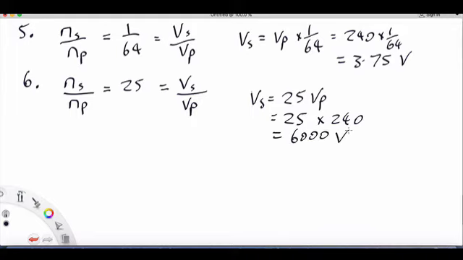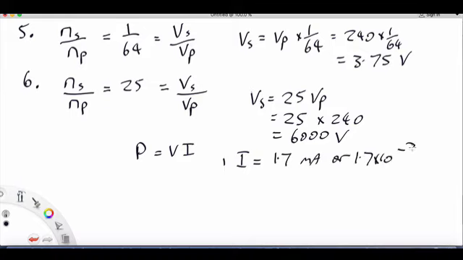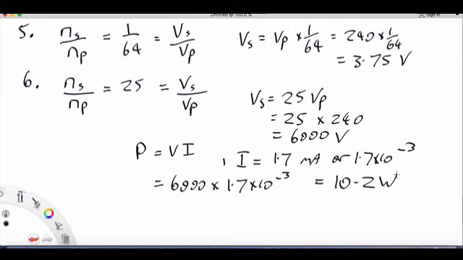6,000 volts. Then the question is that we need to know the power, and that is simply voltage times current. And they tell us that the current is 1.7 milliamps, or 1.7 by 10 to the minus 3. So the power is going to be 6,000 times 1.7 by 10 to the minus 3, and that gives us 10.2 watts.